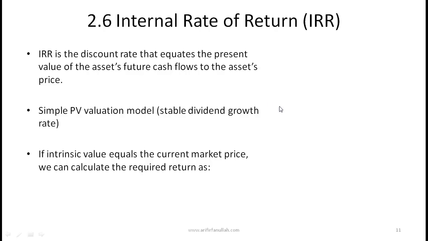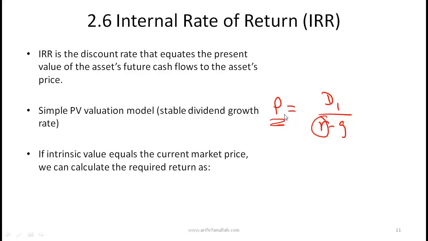When we say that the price of a given stock is the present value of the future cash flows, assuming constant growth, what's the present value of a growing perpetuity? It's the payment over R minus G. So this is an application of IRR. R is the discount rate that makes the present value of the future cash flow equal to your investment, which is what you are paying for the stock. If the intrinsic value equals the market price, we can calculate the required return.